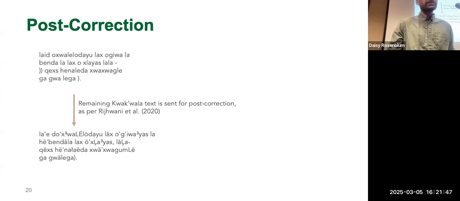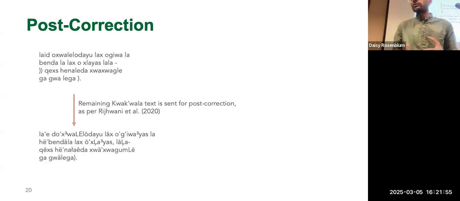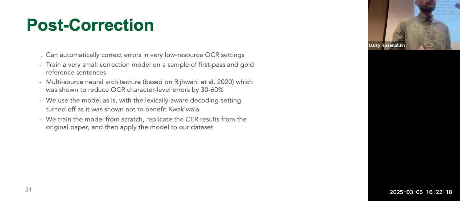For the post-correction model, once we have the Kwakwala isolated first pass text, we want to improve it because, as you can see, it doesn't have a lot of the diacritics and the uniqueness of Kwakwala that's important for reading. It doesn't represent the script accurately. So we use Shruti's model from her 2020 paper, trained on first pass Kwakwala text and corrected gold text. We replicate the whole model. We train it from scratch, since it's a 2020 paper, five years ago, to generate the same numbers in that paper. And then we apply it to our text.